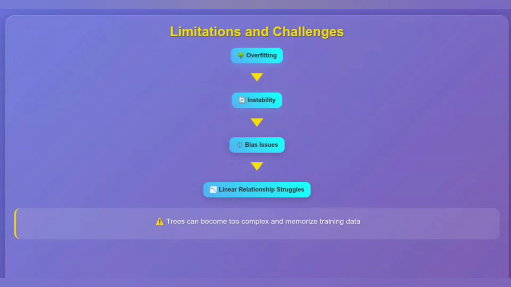However, decision trees aren't perfect. They're prone to overfitting, especially when they grow very deep. They can be unstable. Small changes in data can result in very different trees. They also tend to be biased toward features with more levels and can struggle with linear relationships.